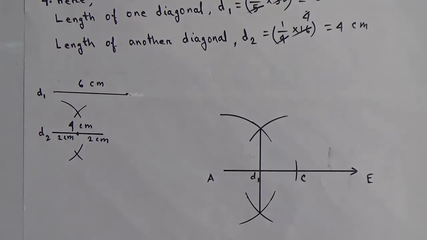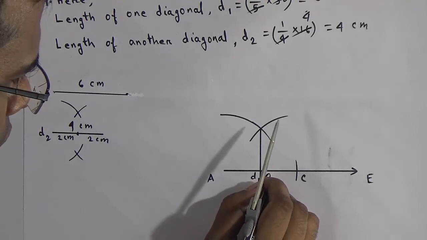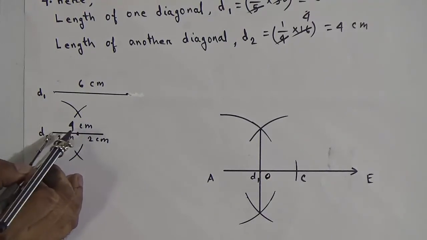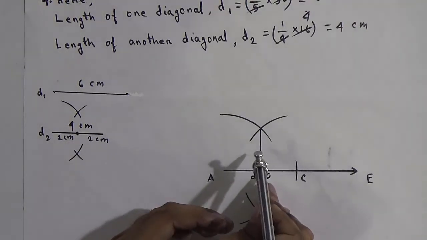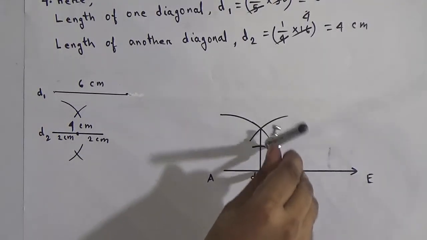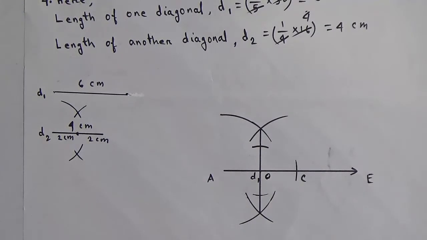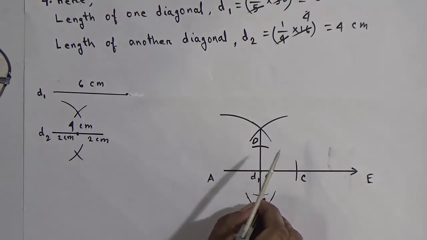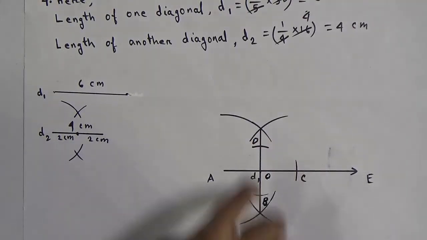Okay, we have drawn the perpendicular bisector of AC, and the name of this midpoint is O. Now, taking the radius of half of D2, that means taking a radius which length will be 2 cm, and considering O as center, in upper side we will draw an arc and in lower side also we draw another arc. The name of this point is D and the name of this point is B. Now we'll join A with D, A with B, B with C, and C with D.